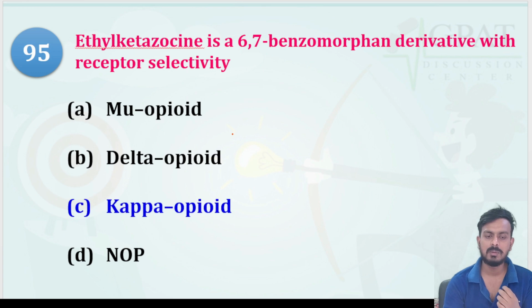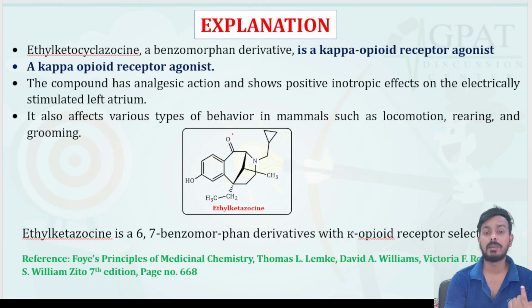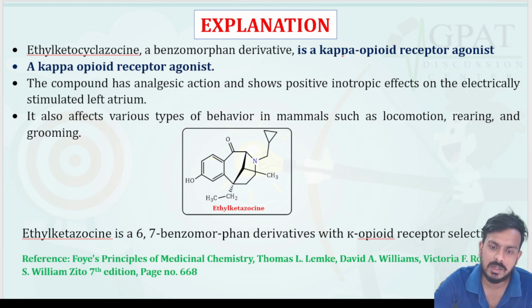So if we talk about the question, this is basically selective towards the kappa opioid receptor. Opioid receptors include the mu, kappa, and delta receptors, and this compound has more activity on the kappa receptor. Ethylketocyclazocine is a benzomorphin derivative. This is a kappa opioid receptor agonist basically.